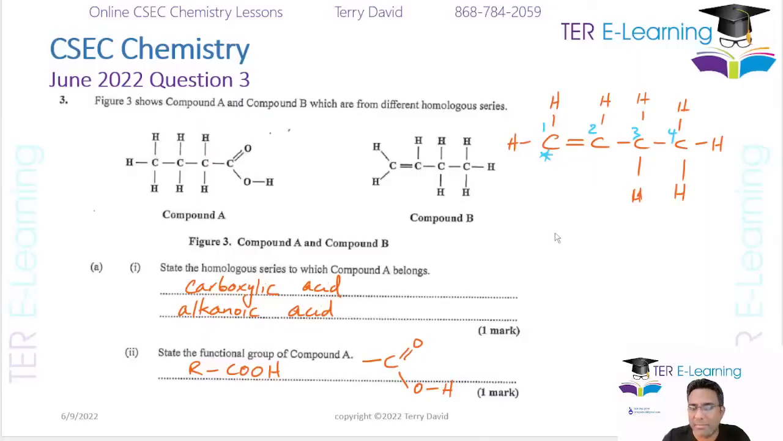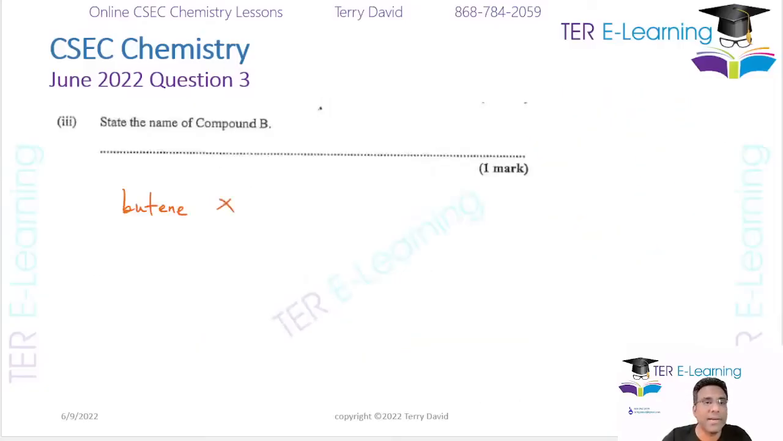So the name of this compound is going to be 1-butene, or it's going to be called but-1-ene. That's the name that they want. So the answer for this part is 1-butene, or but-1-ene. That's the name of that compound.